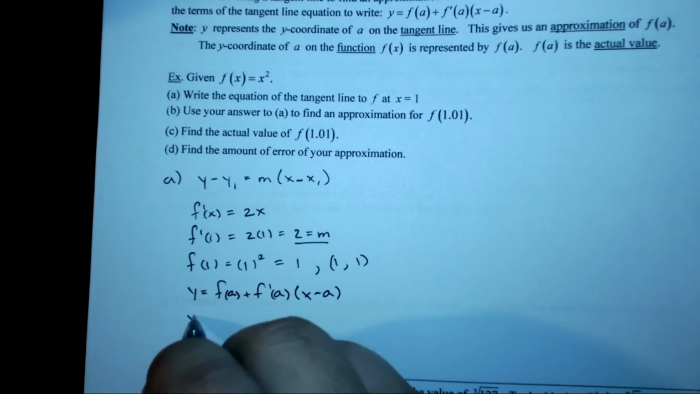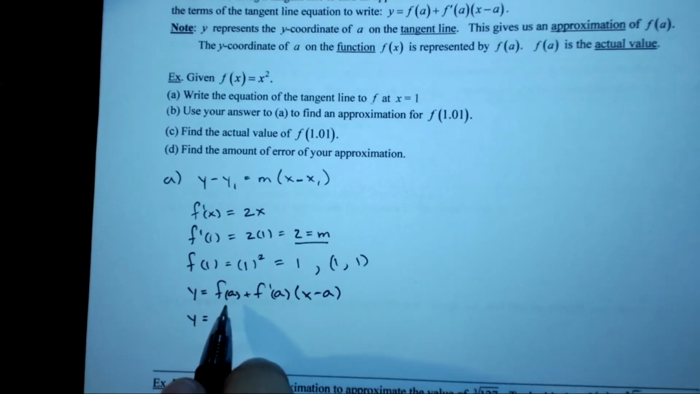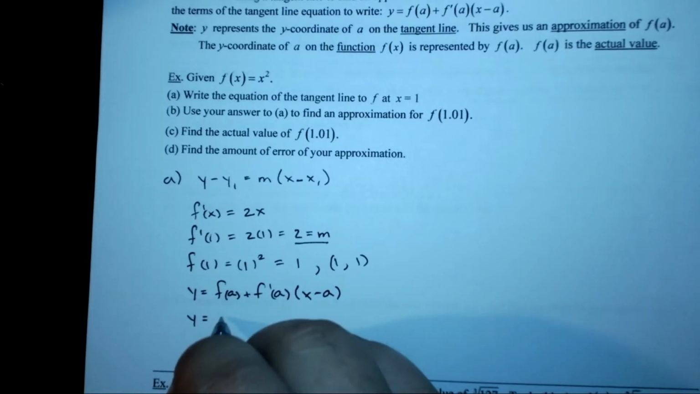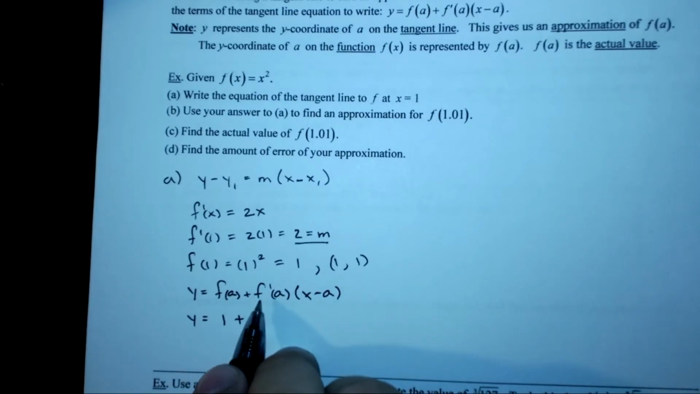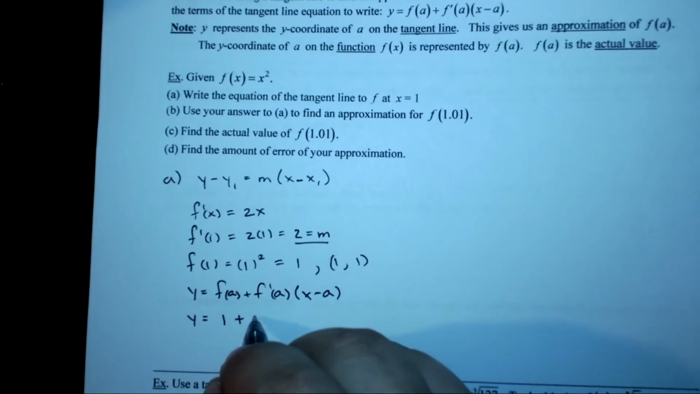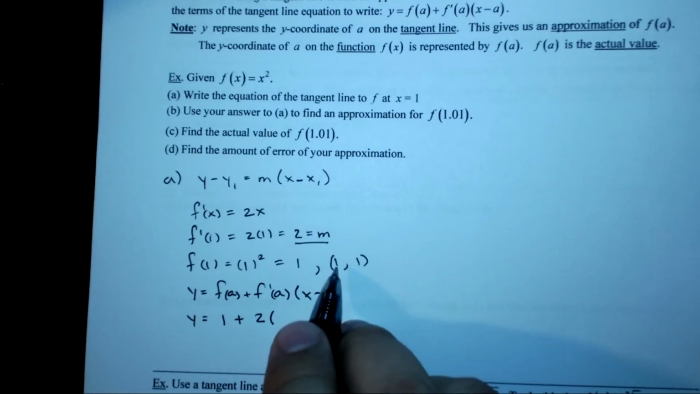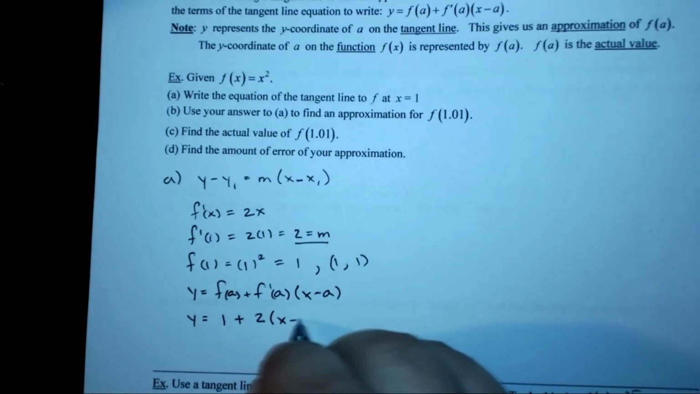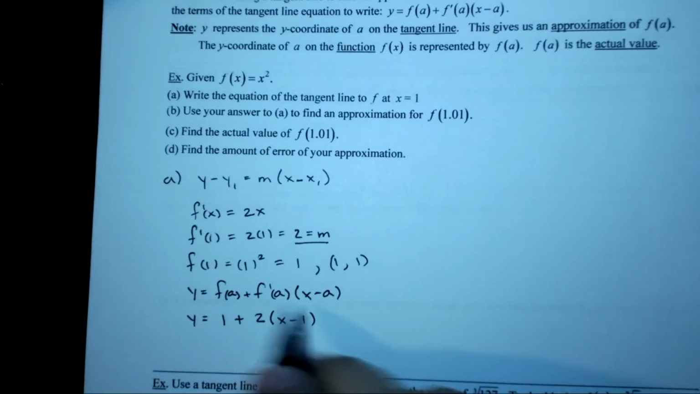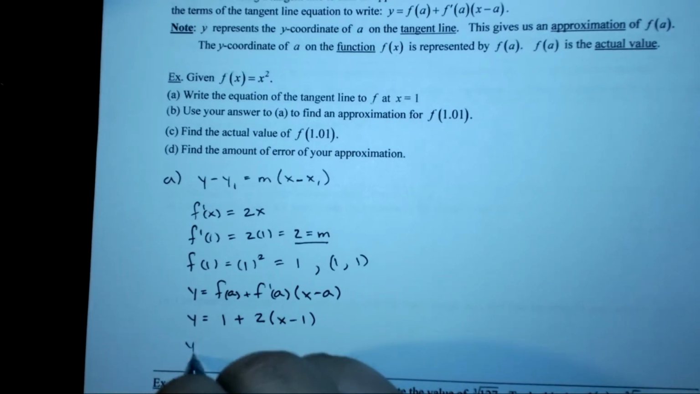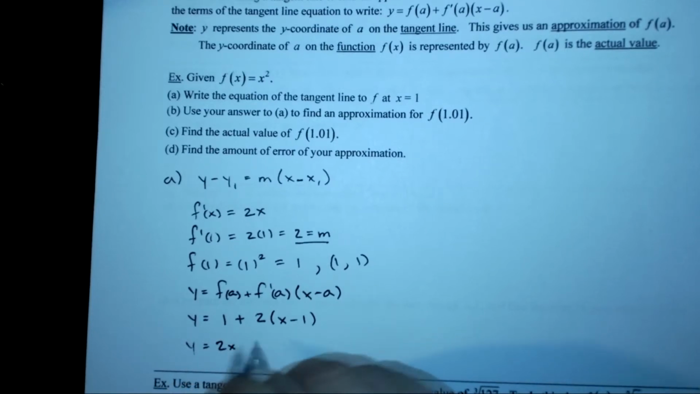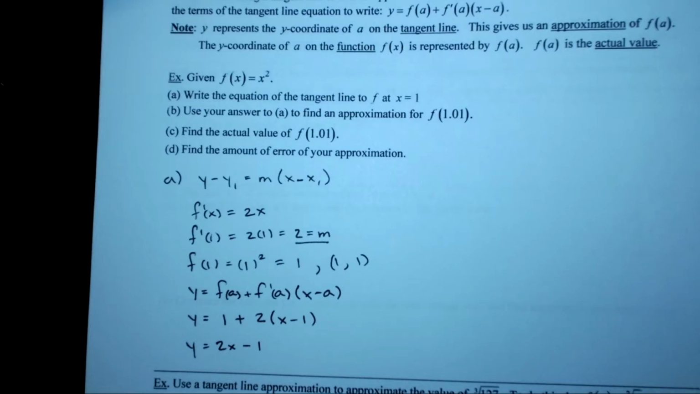Now y is equal to, we know that f of a is 1 plus f prime of a is 2 parentheses x minus a, and a in this case is 1, so x minus 1. If you distribute everything out and add things up, you get y is equal to 2x minus 1. So that is the equation of the tangent line of f at x equal 1.